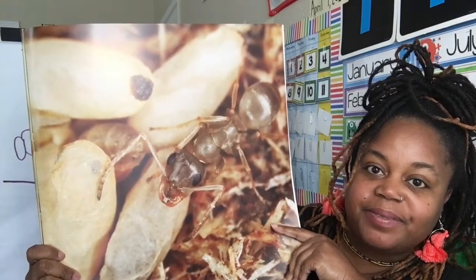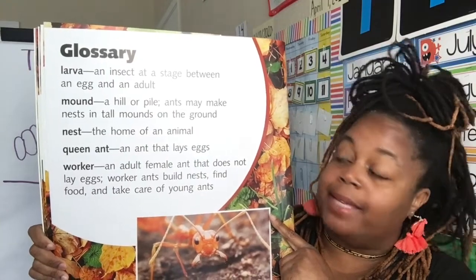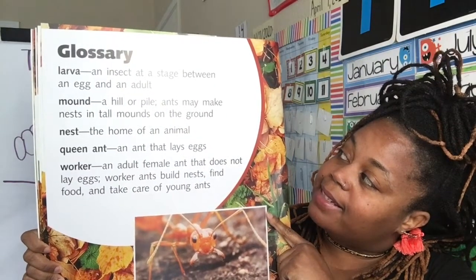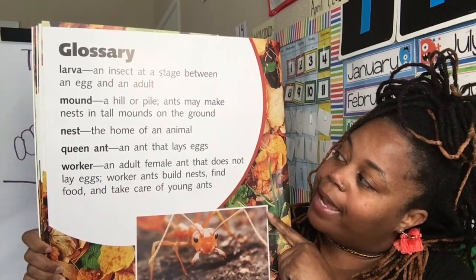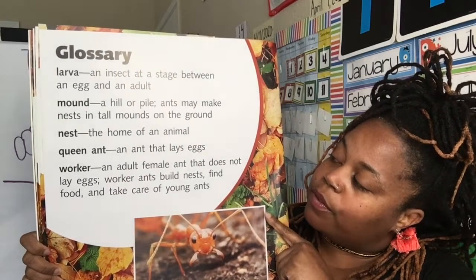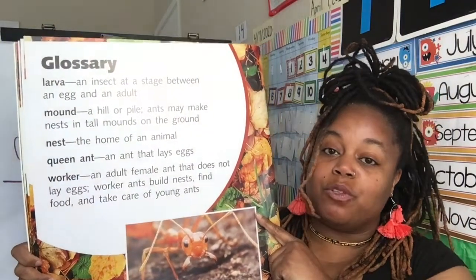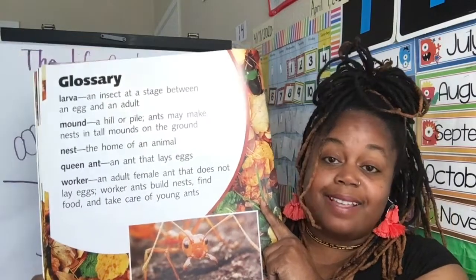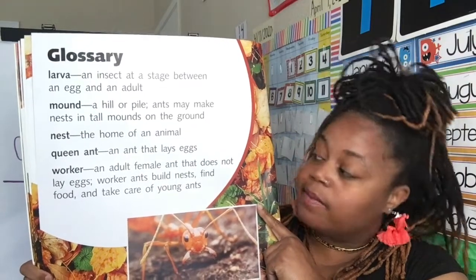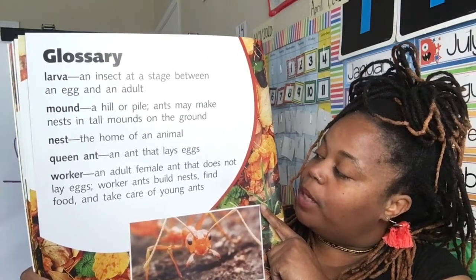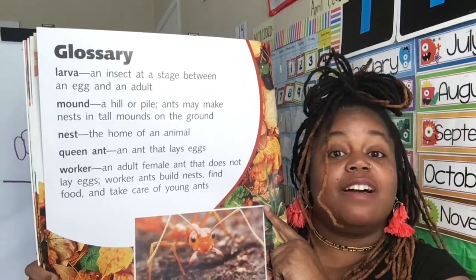There's the larva. Okay, and here is the glossary. The glossary just tells you what each word means. So larva is an insect at a stage between an egg and an adult. A mound is a hill or a pile where ants may make nests in tall mounds on the ground. Nest is the home of an animal. Birds live in nests. A lot of different animals and creatures and insects live in nests. The queen ant is the ant that lays all the eggs. Worker ant is an adult female that does not lay eggs. Worker ants build nests, they find food, and they take care of the young ants.